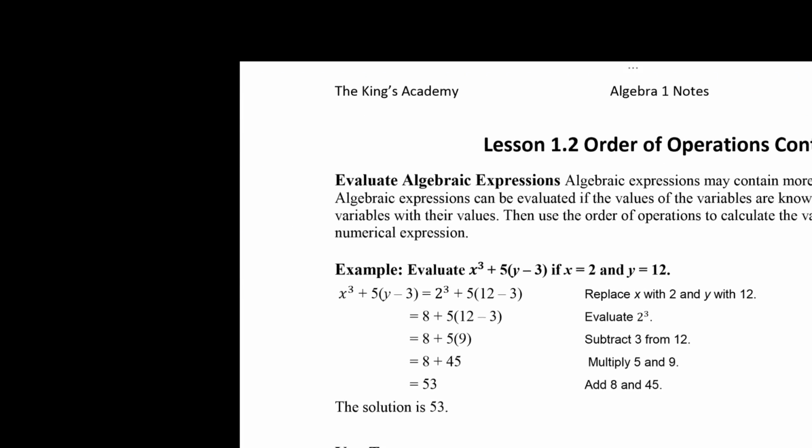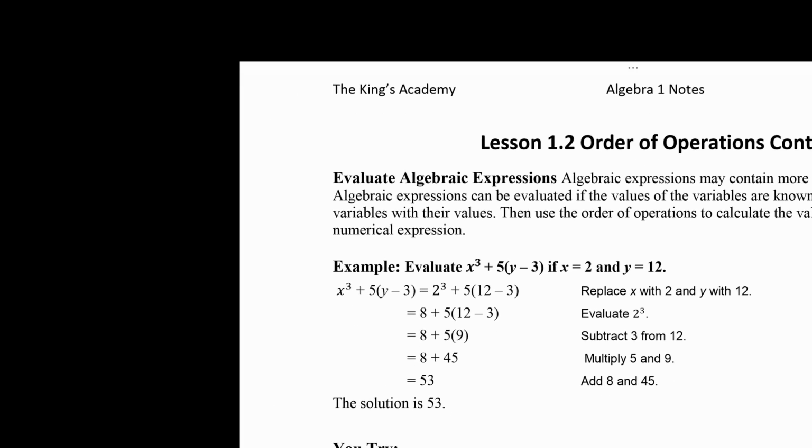The second part is evaluating. This time, they're going to give us an equation. And they're going to use some variables as placeholders. And they're going to tell us what X and what Y and what Z are. And we have to substitute them in and then use order of operations. Remember, algebraic expressions may contain more than one operation: addition, subtraction, multiplication, or division. They can be evaluated if the values of the variables are known.